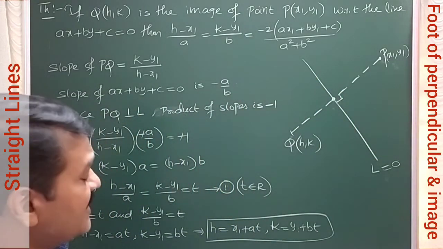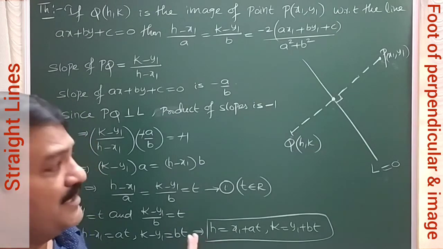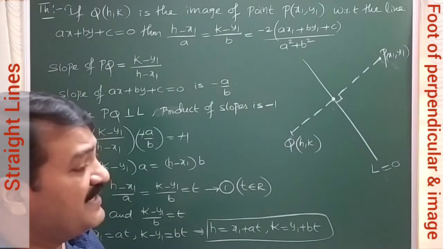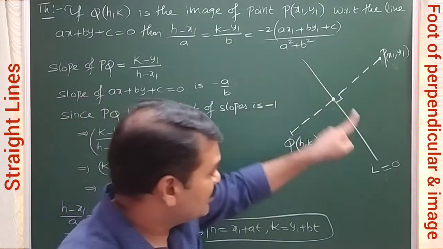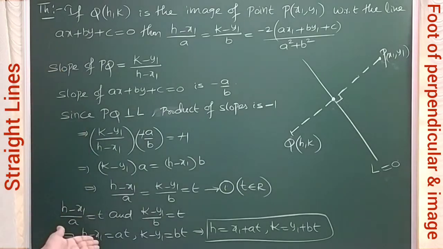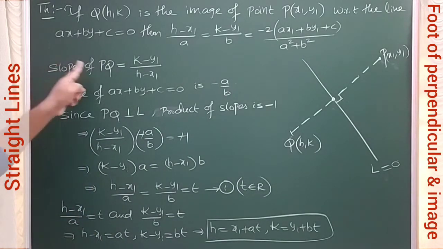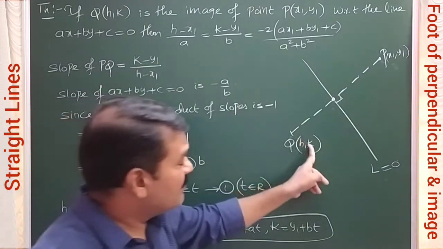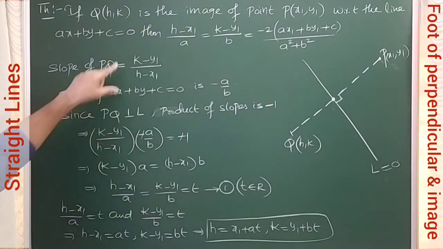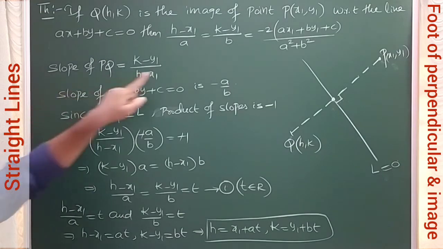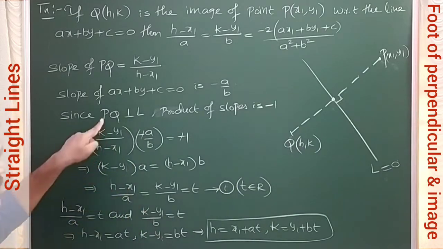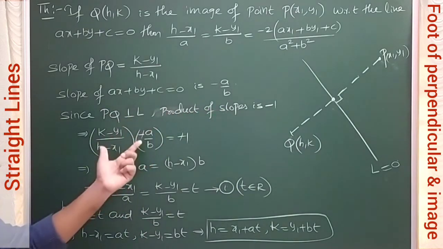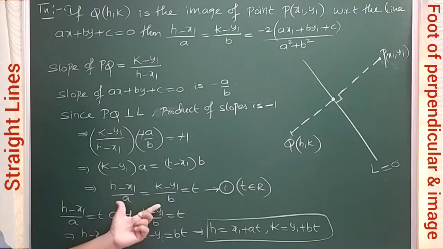And I already discussed that up to here the simplification is the same. What is that simplification we did in the previous part? PQ must be perpendicular to this line. The same thing we have done in the previous theorem. See, slope of PQ we calculated: (y2 minus y1) by (x2 minus x1). Slope of the line we calculated. Since PQ is perpendicular to the line, the product of the slopes is minus 1, and the same thing we have proved actually in the last theorem.